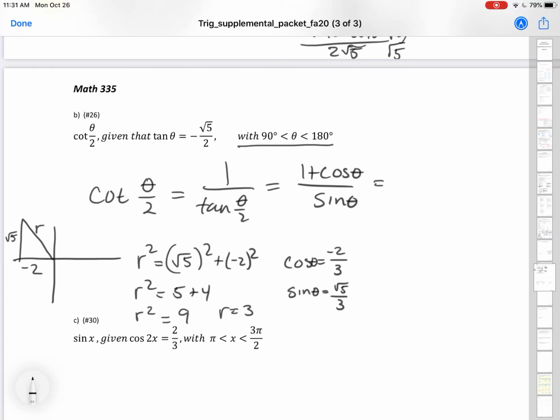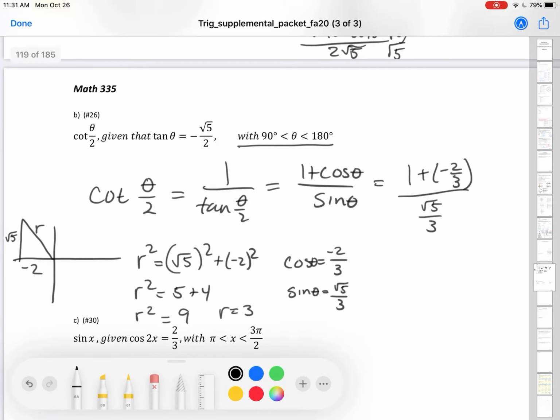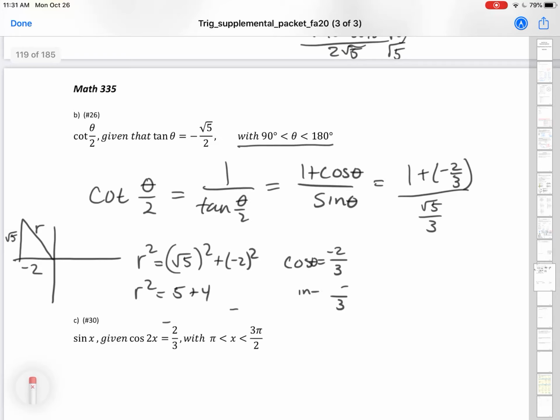So what do we have? We have 1 plus negative 2/3. Makes sense that cosine would be negative. Sine's going to be positive, root 5 over 3, and then we just kind of clean it up from there. So I'm just hesitating to make sure that we're okay with what came out there. Tangent is opposite over adjacent, so the negative 2 is the adjacent side, and quadrant 2, so I think we're good. Just double checking there.